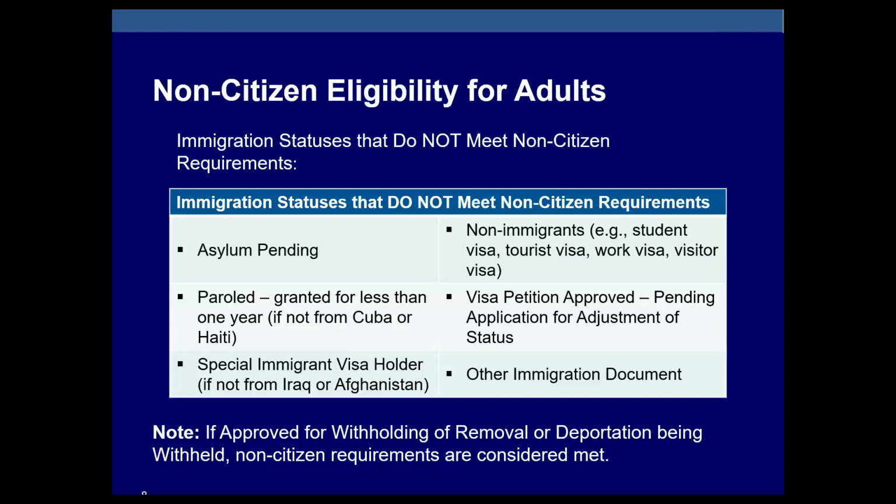However, if the individual is from Cuba or Haiti, the individual is treated the same manner as a Cuban or Haitian entrant or parolee, thus meeting non-citizen requirements as previously discussed. Documentation proving the individual is from Cuba or Haiti will help with the verification process. Additionally, special immigrant visa holders who are not from Iraq or Afghanistan do not meet non-citizen requirements. If from Iraq or Afghanistan, the individual automatically meets non-citizen requirements as previously discussed.